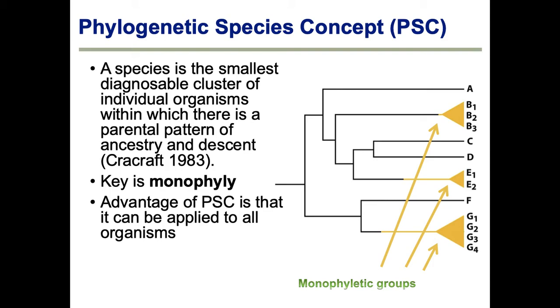That's a group that comes together at one point. So all the B individuals are a monophyletic group. The two E individuals form a monophyletic group, and all the G individuals make a monophyletic group. If you had a species that looked like B and A together, that would not be a monophyletic group. So it would say that those should be two separate species because they've been separated evolutionarily for a long time.